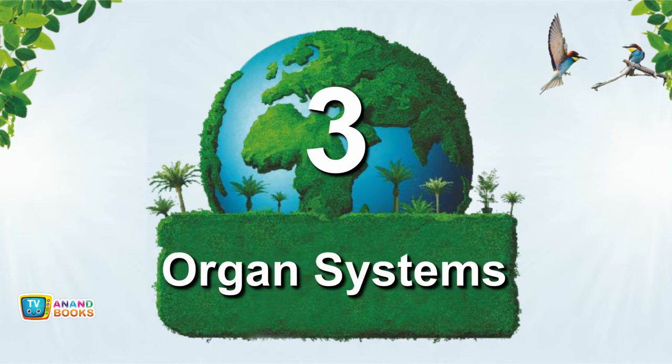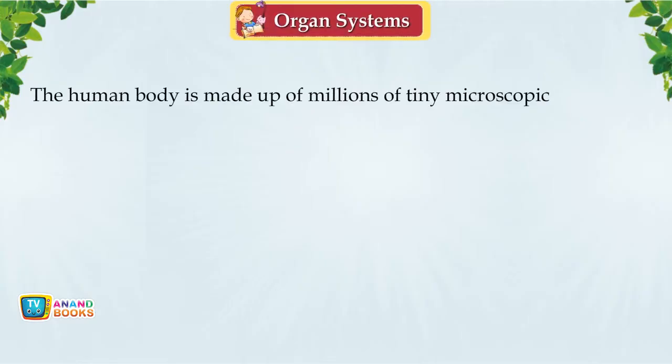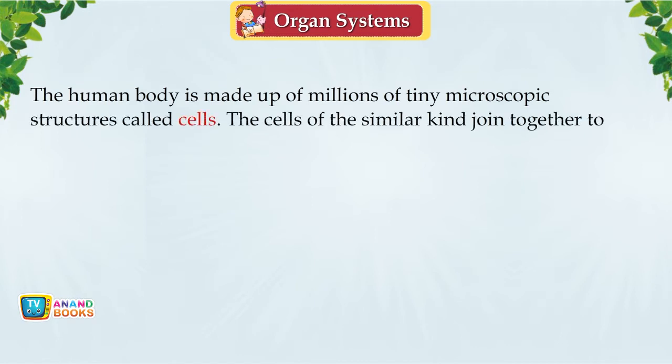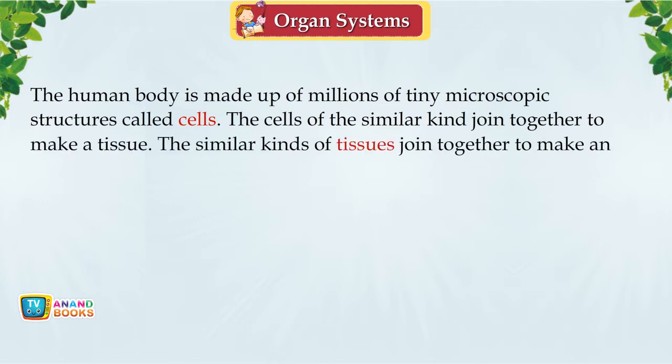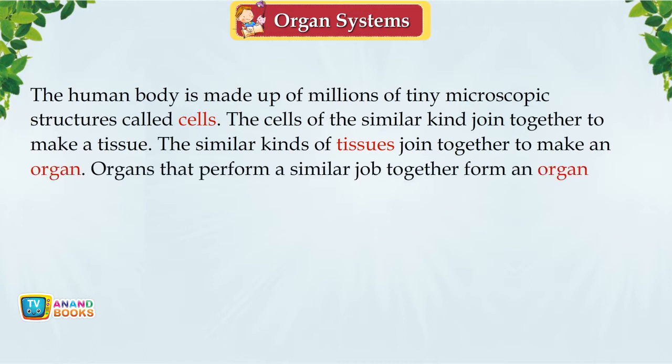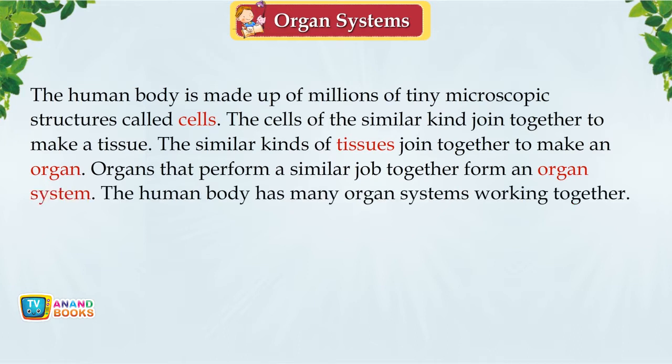Chapter 3. Organ Systems. The human body is made up of millions of tiny microscopic structures called cells. The cells of a similar kind join together to make a tissue. Similar kinds of tissues join together to make an organ. Organs that perform a similar job together form an organ system. The human body has many organ systems working together. Let us learn about them.